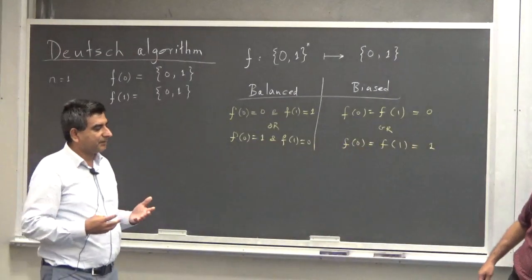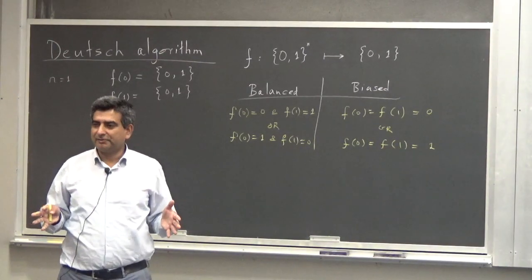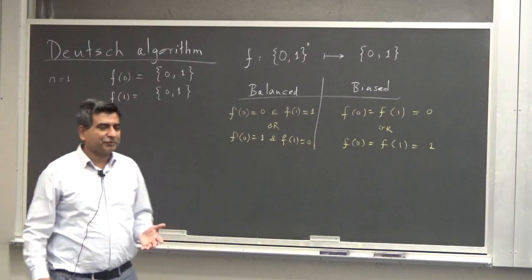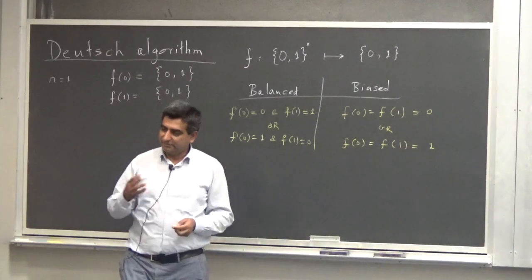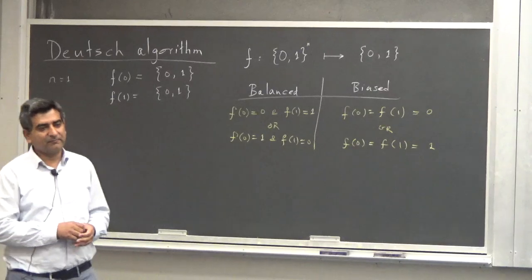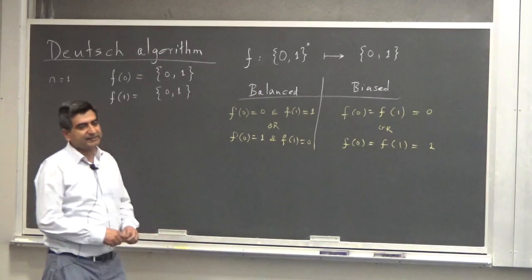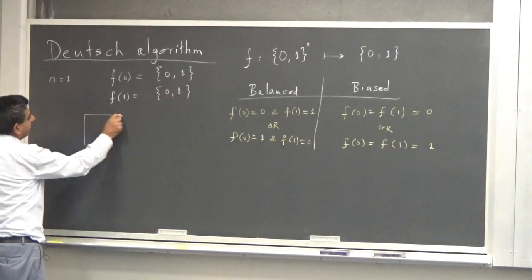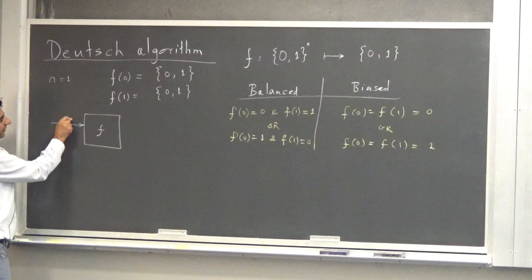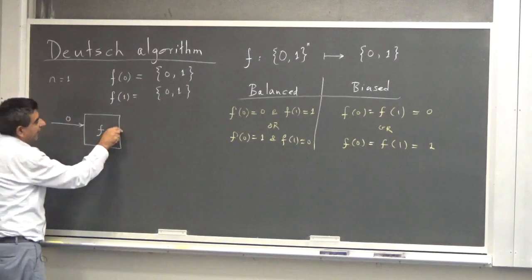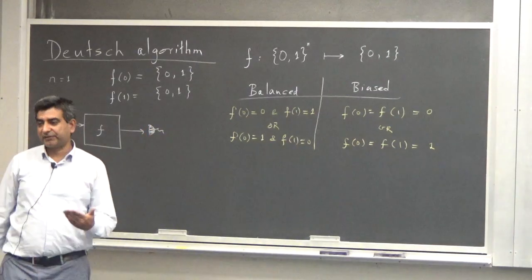And you would like to distinguish between these two kinds of functions. So that's the task at hand. So we have a function f and we would like to tell whether it is biased or balanced. And the easiest approach, if you look at this classically, is you could just have a black box that implements the function f. You input a state 0. Now this is a classical state coming in, 0, and you note what the output is. You have a classical detector that notes what the output is, whether it is 0 or 1.